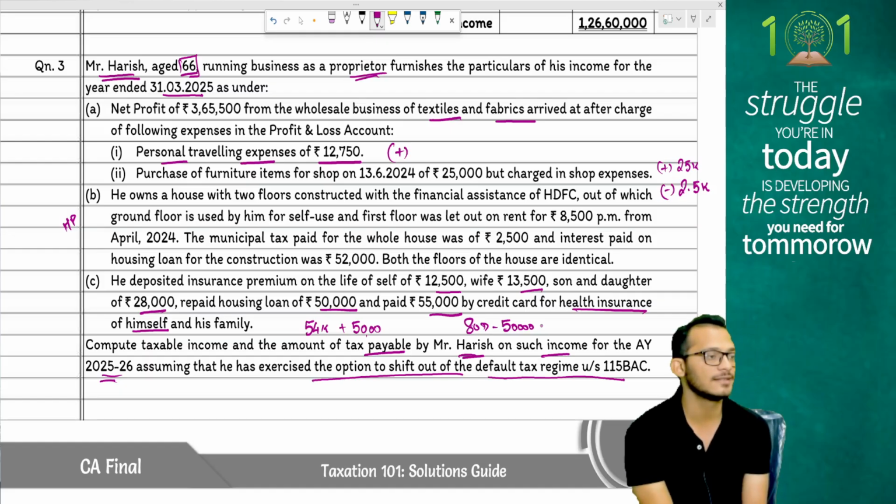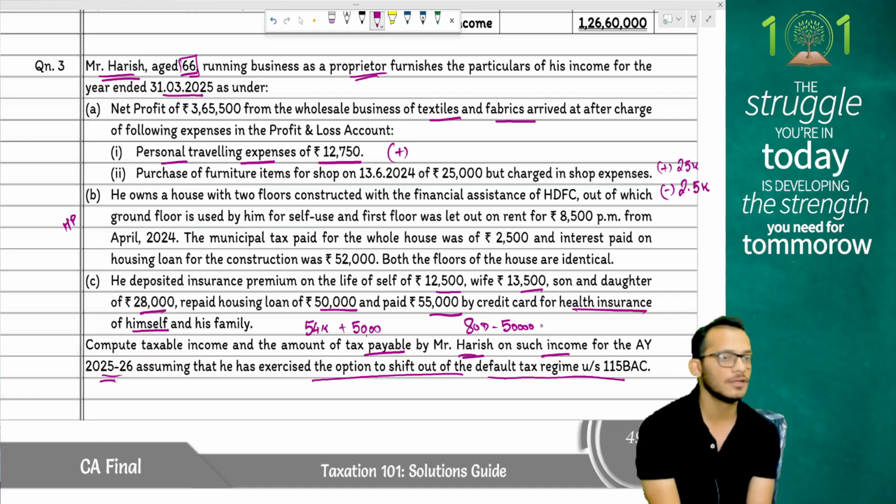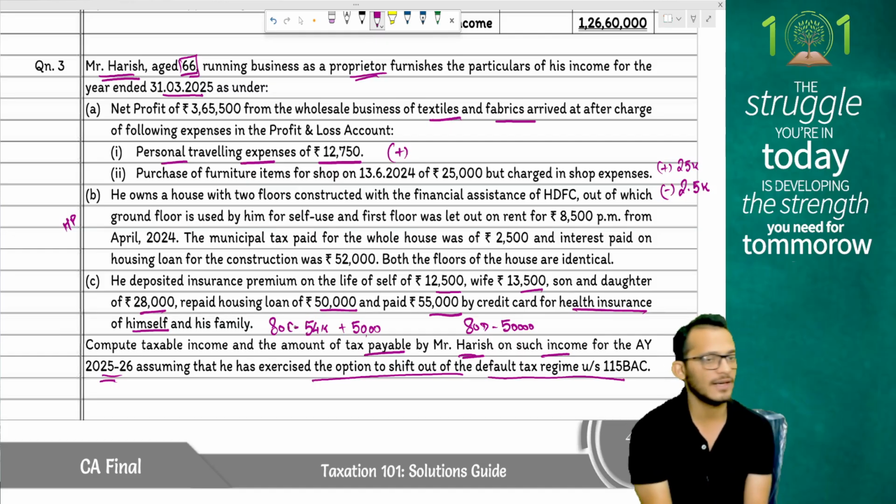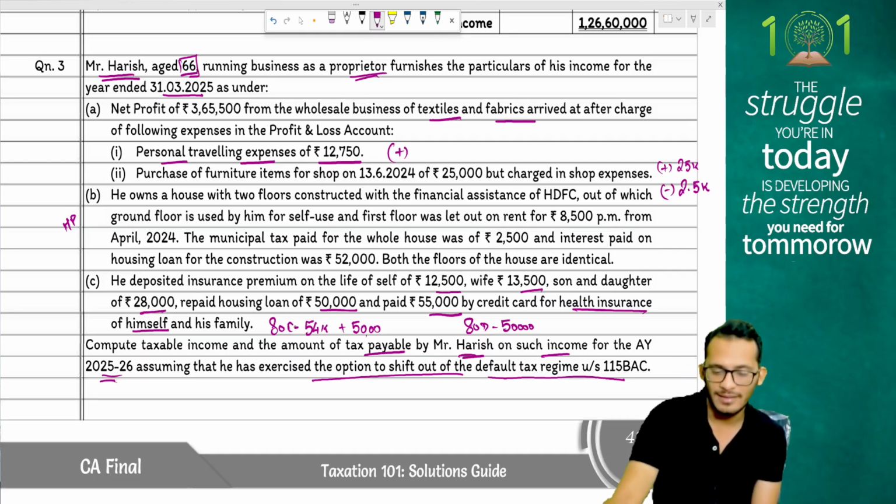I am at 66. It is 50,000. It will be allowed as deduction. That's all the facts, people. That's all the facts. You need to compute your income and find the tax payable. The only thing to be kept in mind is 80D, everything else you know.